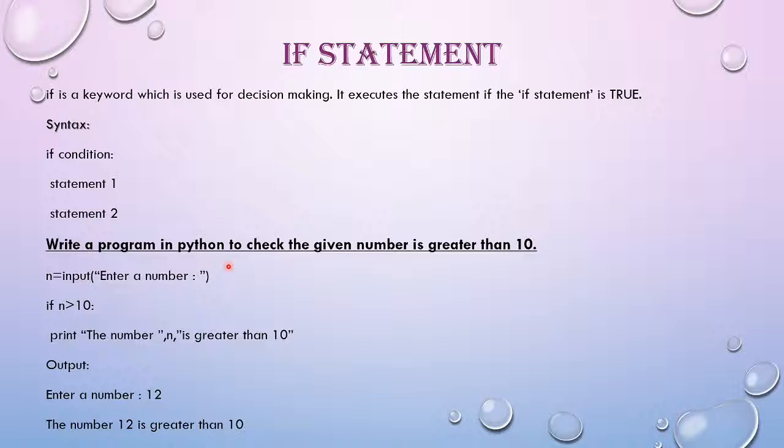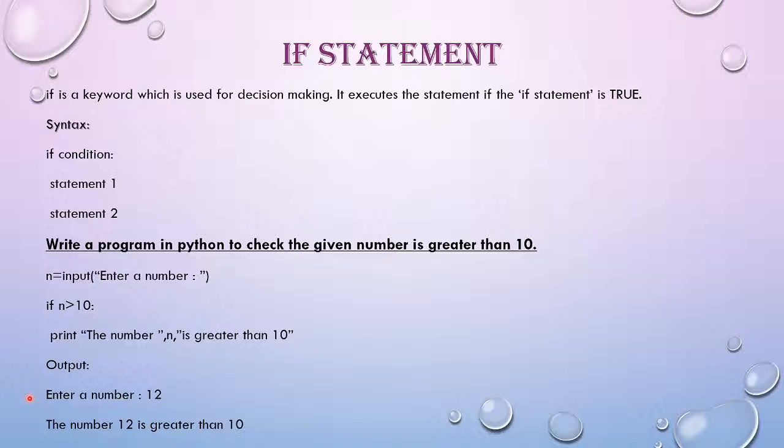So here we have a program. Write a program in Python to check the given number is greater than 10 or not. Okay, so here firstly we will take an input in n, that is, enter a number. So we can take any value in n. Now we will check whether n is greater than 10 or not. If the value is greater than 10, then this will be executed, that the number n is greater than 10. If that number is not greater than 10, then nothing will be executed in the output.